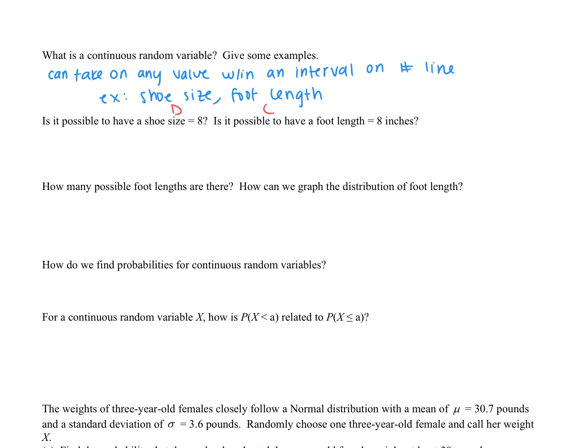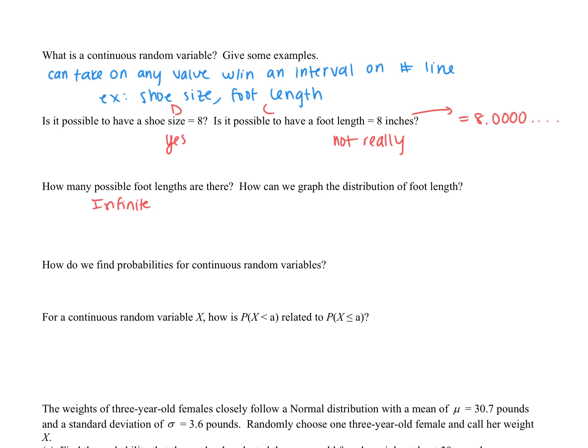Is it possible to have a shoe size that is exactly equal to 8? Well, yes. Is it possible to have a foot length that is exactly equal to 8? Not really. If it were equal to 8, that really would be like 8.000005. Now, how many different foot lengths are there? There are infinitely many. So the question is, how do we graph them?